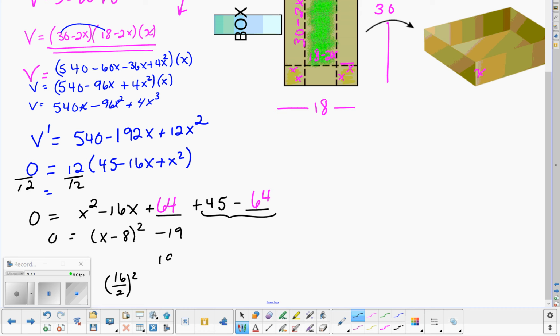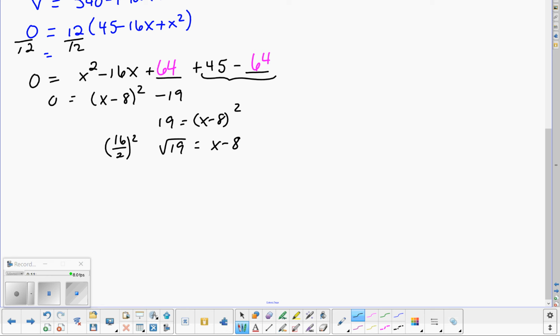Bring the 19 over, I have 19 is equal to x minus 8 quantity squared, square root, and we're x minus 8. That leads me to say that x is equal to, add 8 to that, and we're at 8 plus the square root of 19. Now, when I square root it, I should have a plus and minus going on here. So plus or minus the square root of 19. Only one of these is in the domain.